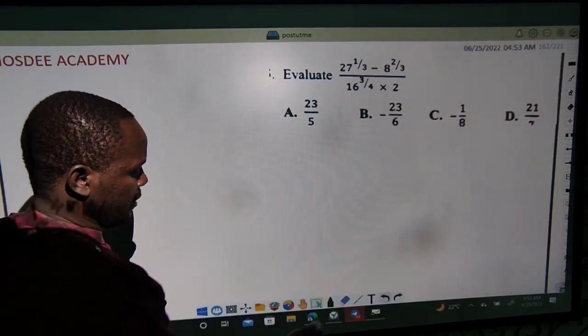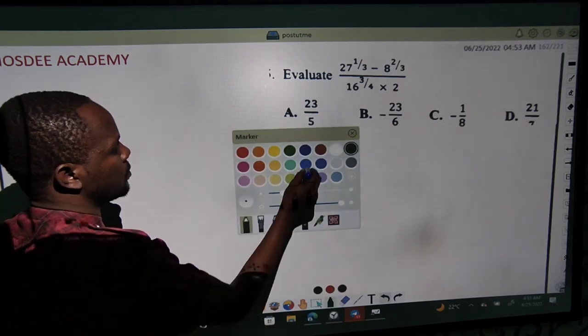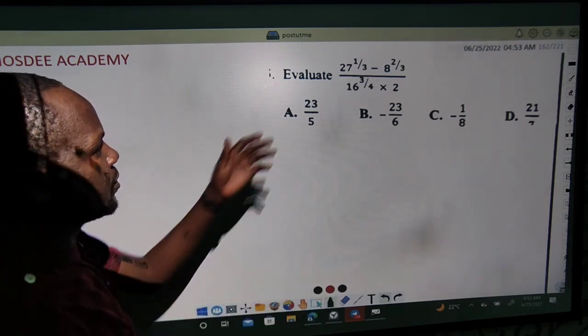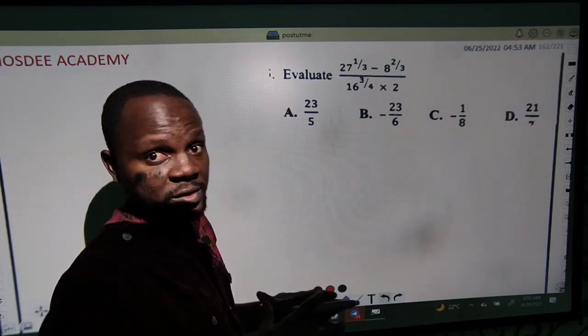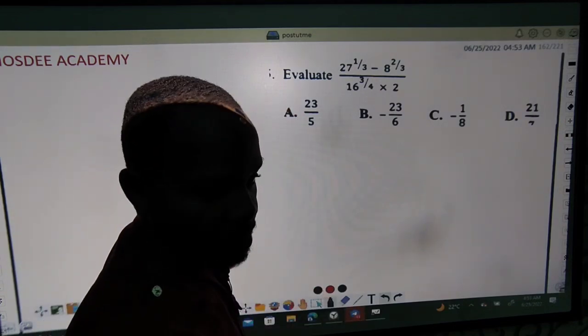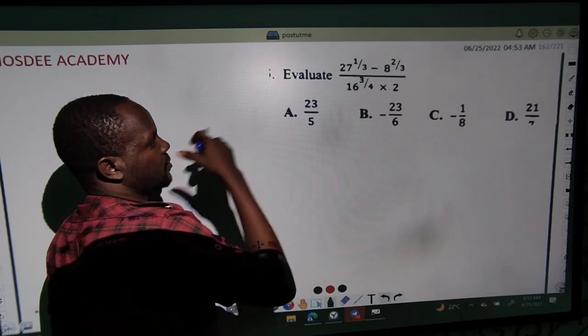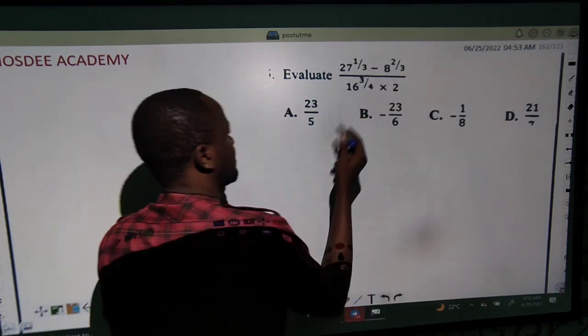Now, the question here is, we have to simplify this. Let's use our knowledge of indices. I hope I am audible. Am I audible? Thank you. Now, this is indices law. This is raised to power. Admin should confirm that it's raised to power.